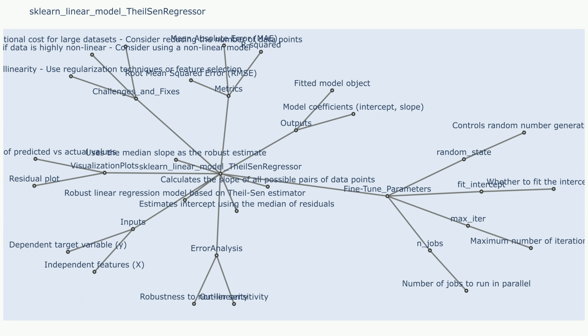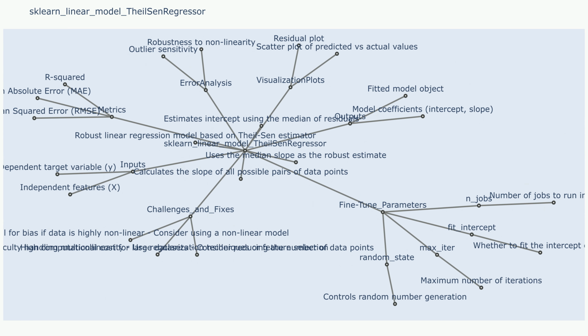linear relationship. Inputs: X, a 2D array of independent variables; y, a 1D array of dependent variables. Outputs: Coef, a 1D array representing the estimated regression coefficients. Intercept: the estimated intercept of the regression line.